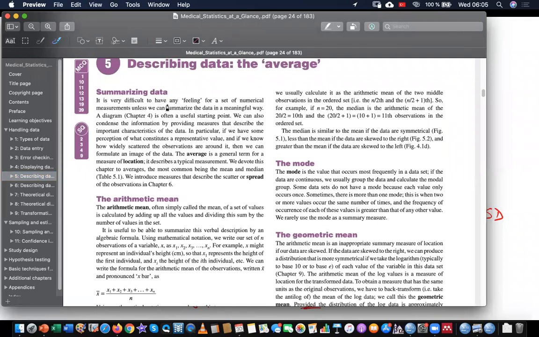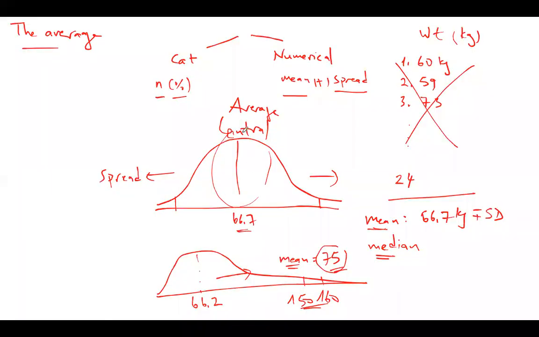The objective here is to have feelings for your data. It is difficult to have a feeling. You want to understand what is my numerical data, what did I measure. Therefore, to describe your data, it is good to show the average, and the spread too. The average showing the central area, and the spread showing the tails of your distribution.